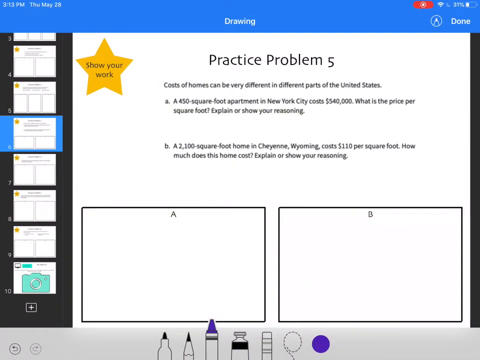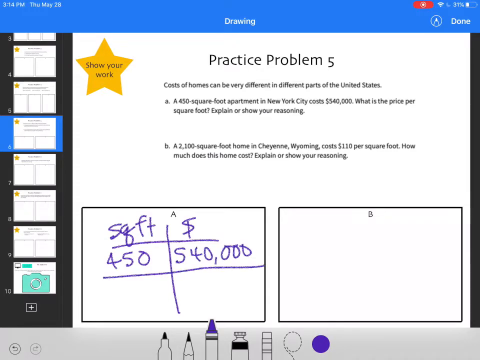The cost of homes can be very different in different parts of the United States. A 450 square foot apartment in New York City costs $540,000. What is the cost per square foot? So I have square feet and I have the cost. So I know 450 and the cost was $540,000. I want to figure out what it is per square foot.